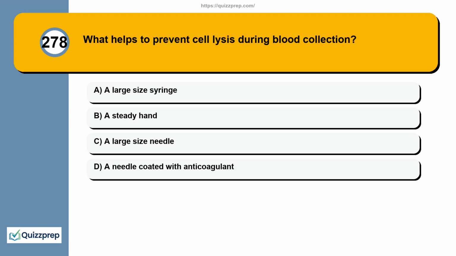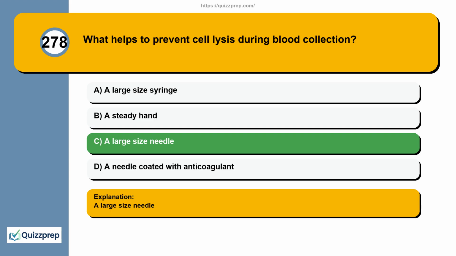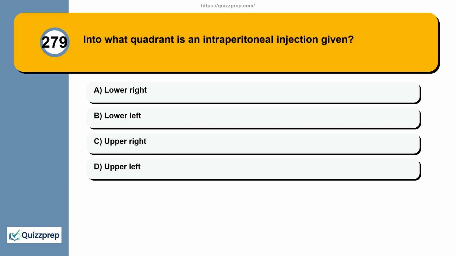Question 278. What helps to prevent cell lysis during blood collection? Option A, a large size syringe. Option B, a steady hand. Option C, a large size needle. Option D, a needle coated with anticoagulant. The correct answer is Option C, a large size needle.